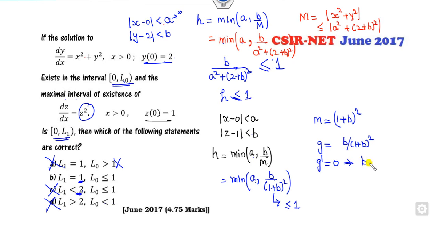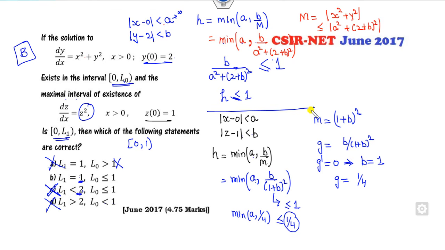You can find the value of b as 1. Fine. So the value of g is 1 over 4. So it means the minimum of a should be less than or equal to 1 over 4. So that value should be less than or equal to 1 over 4. But it's an open interval. So I can say this number, 1 over 4, lies here. So option C is cancelled. The only option left is B, the upper. So that's the right answer. Both ways you can solve it here.